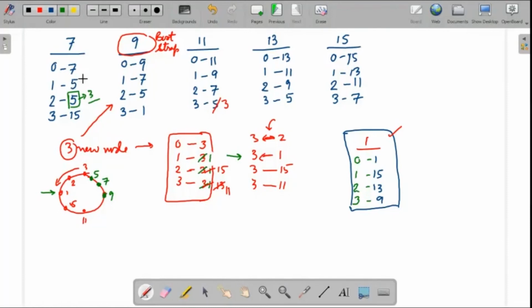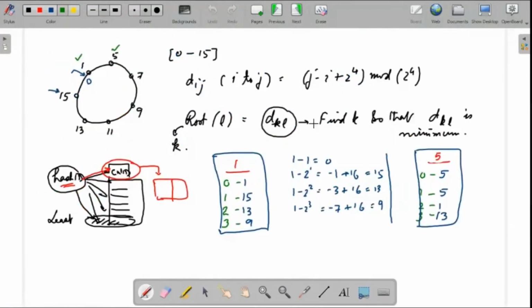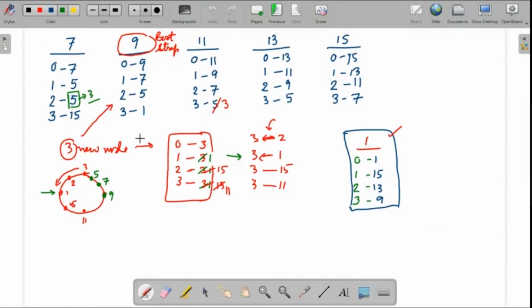And another place is the routing table of 5. So 5 minus 2 has to be 3, but this remains 5. This also should have become 3. So these 2 places will remain wrong. So how to sort out this particular issue?